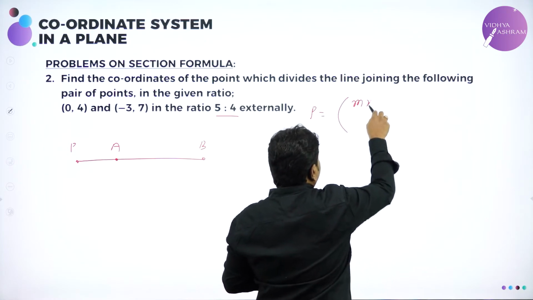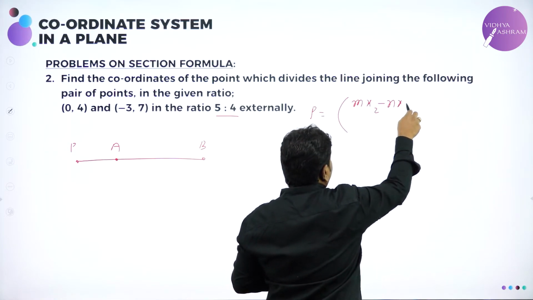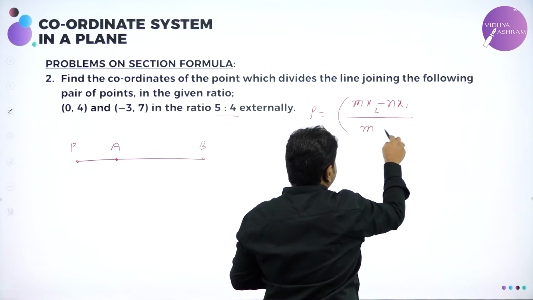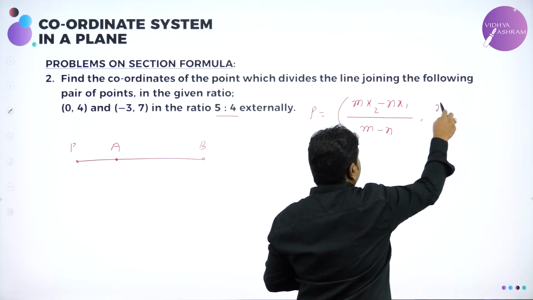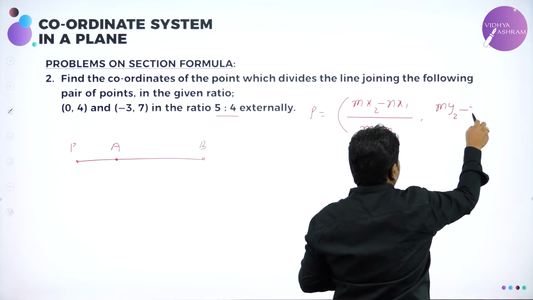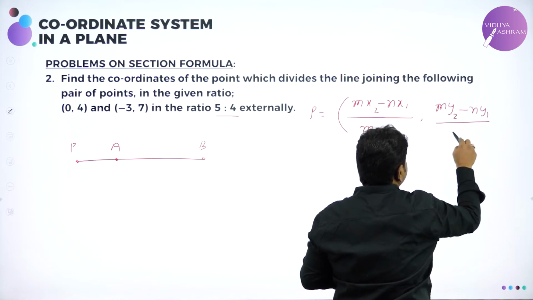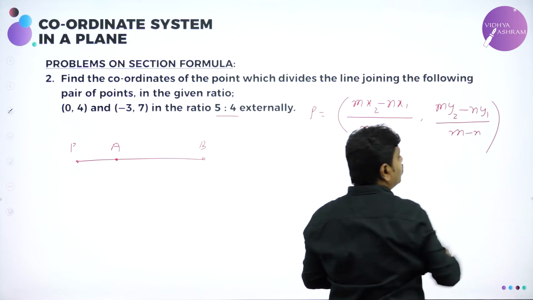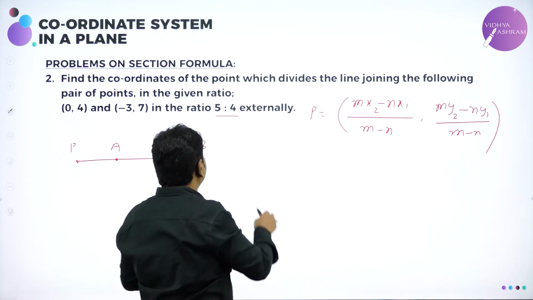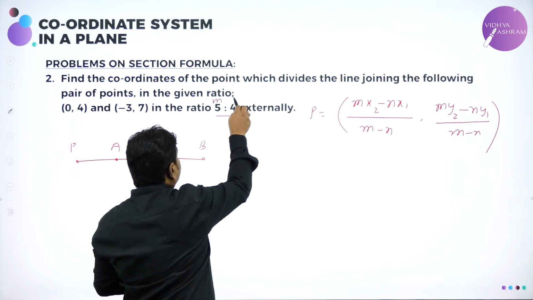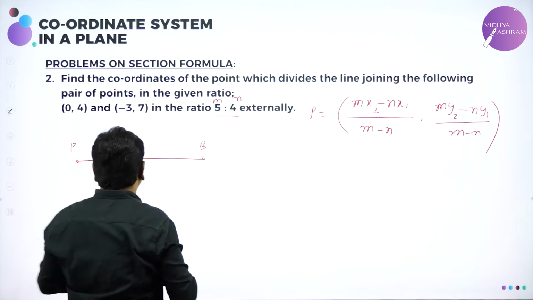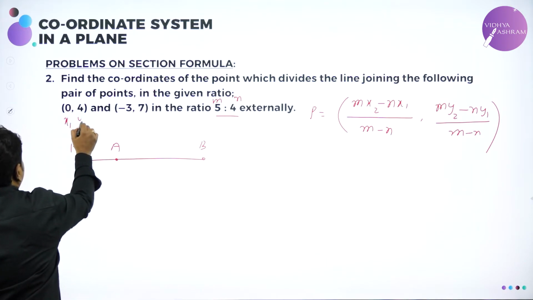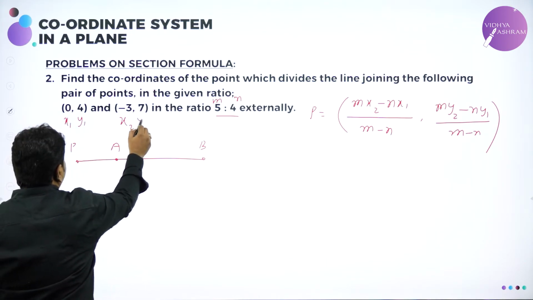The formula for external division is P equals (mx2 minus nx1) divided by (m minus n). Similarly, (my2 minus ny1) divided by (m minus n). That's it, this is the formula. And what are the m and n values? 5 is m and 4 is n. The points, what do we call them? x1, y1 is 0, 4, and x2, y2 is this.